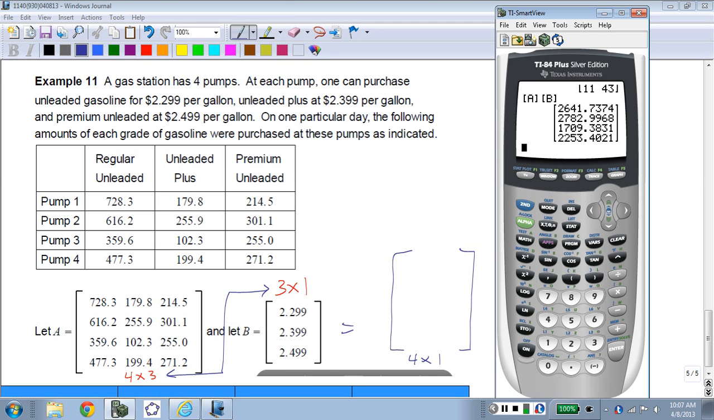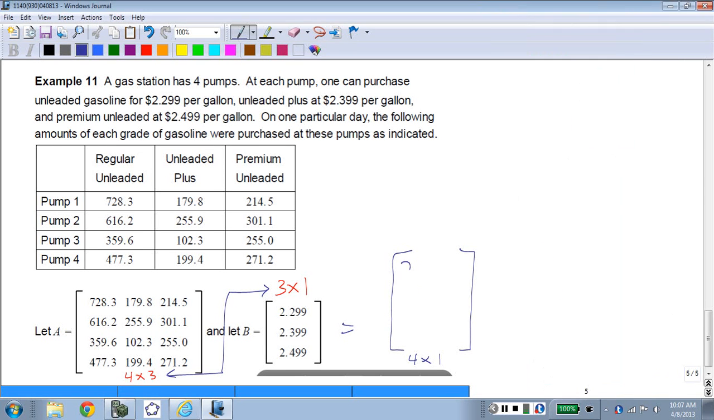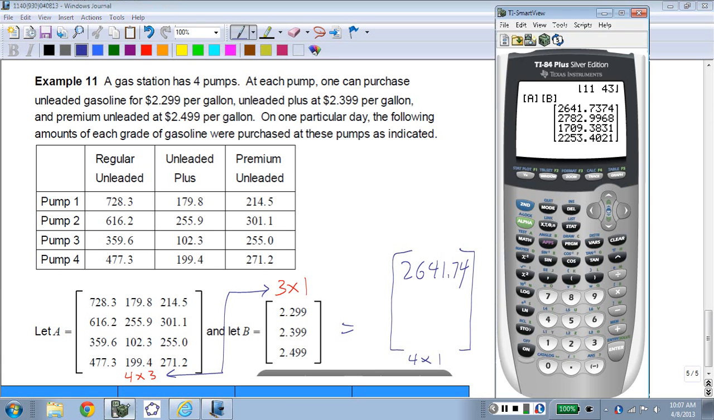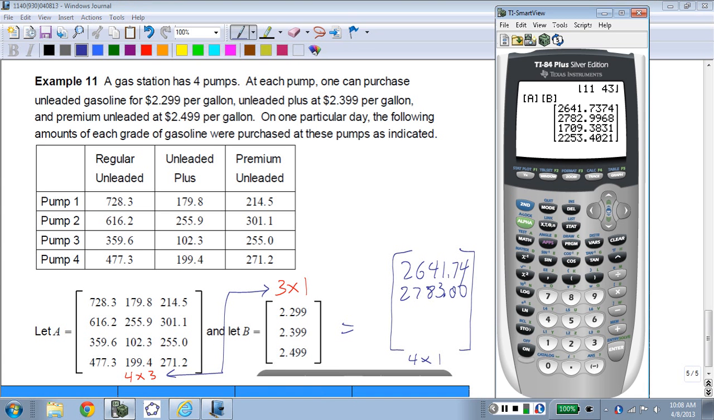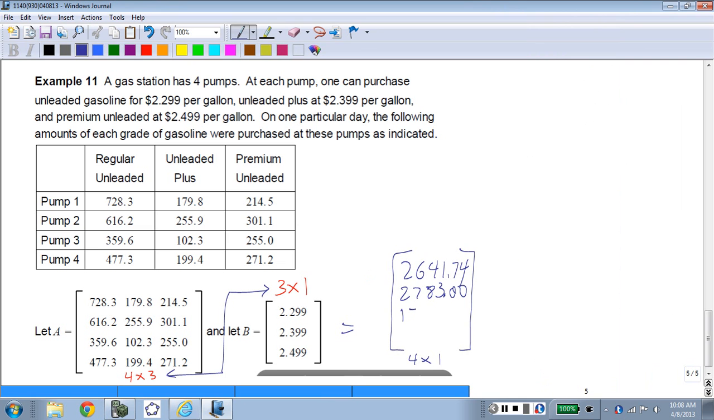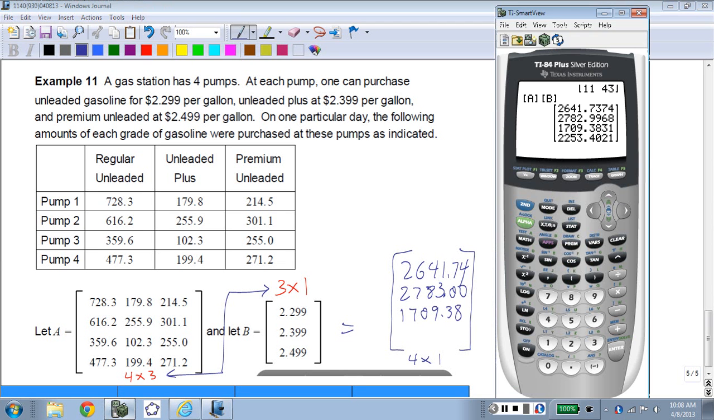Guess I should round each one to the nearest what? What do these numbers represent? Yeah, dollars and cents. 2641.74. And then 2783.00. Looks like 1709.38. And 2253.40.